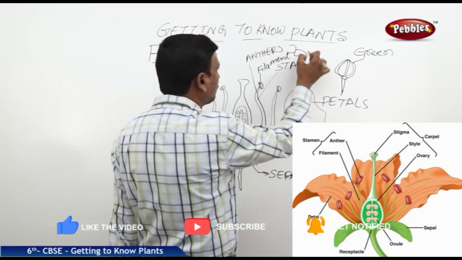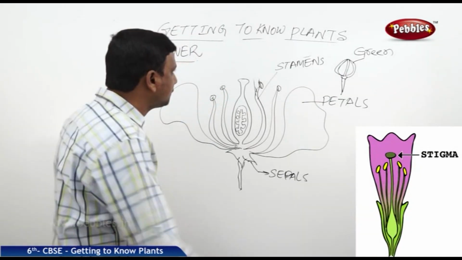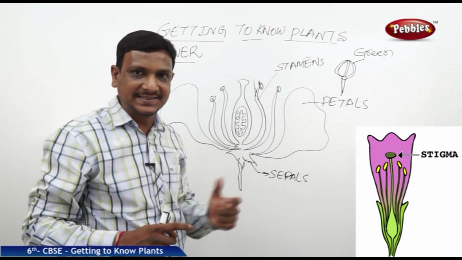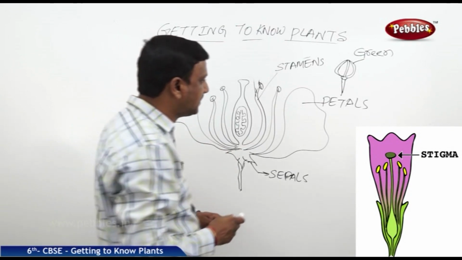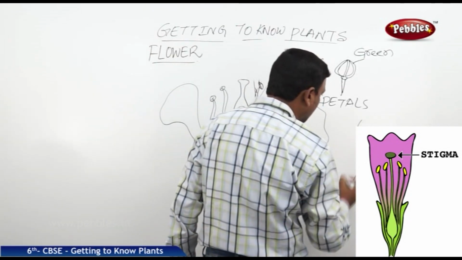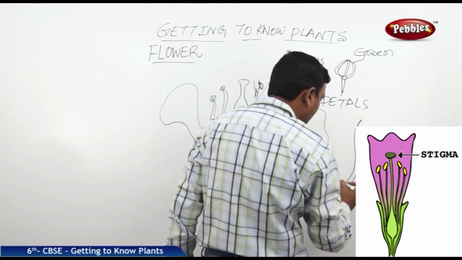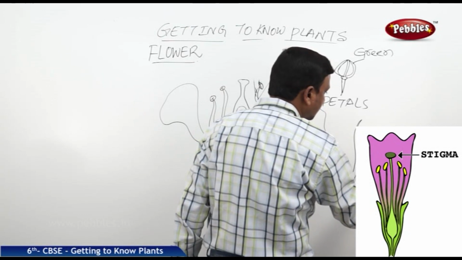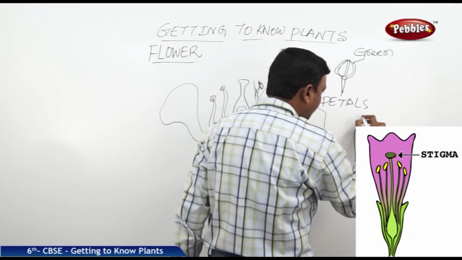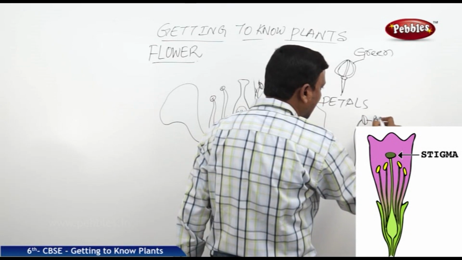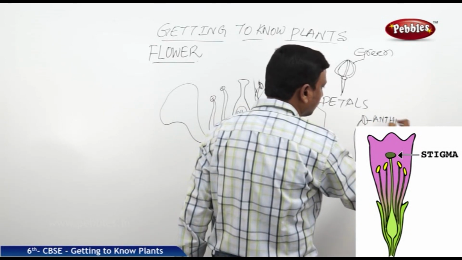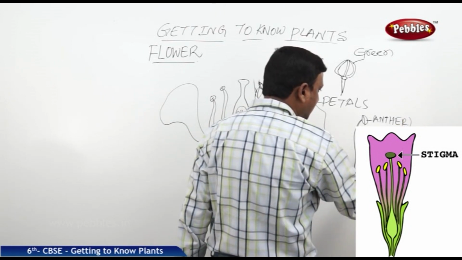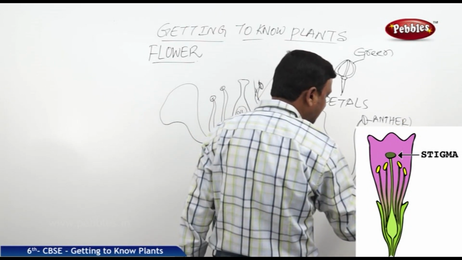Anther and filament together are called stamens. So this stamen has two different parts. Each stamen is made up of two parts. Let me draw over here. So this is the filament part of the stamen, and above the filament, there you find the anther. So together, anther plus filament, you call it a stamen.